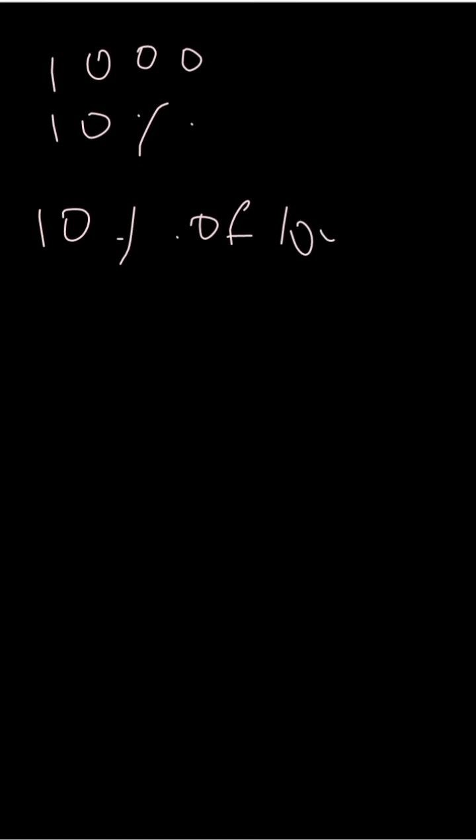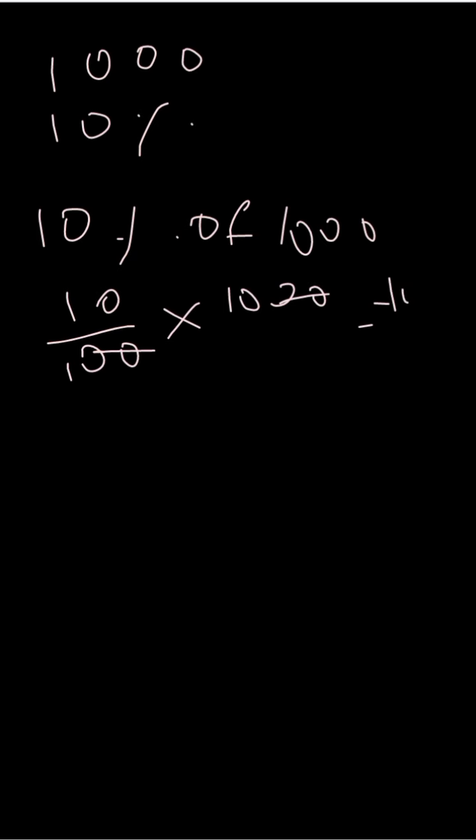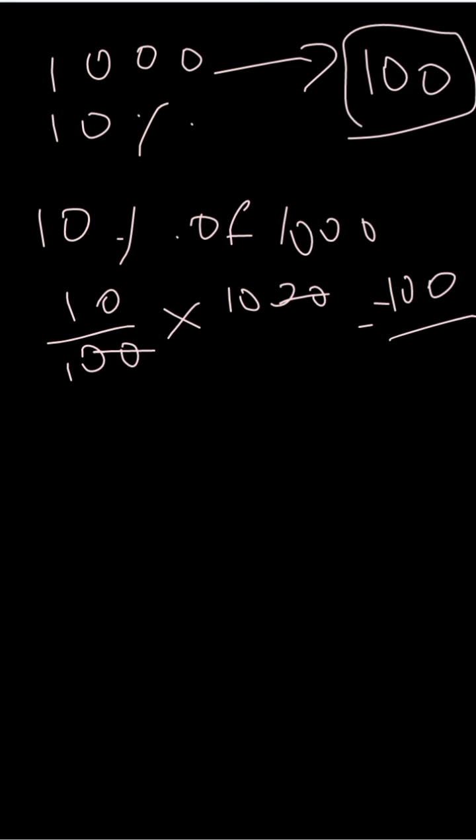Let me just show you once more. If you have, for example, 1000 rupees, you tell them you have to give me 10% more. So what is 10% of 1000? 10 upon 100 into 1000, you can cut it down, you get 100 rupees. So the person has to pay you 100 rupees more. That is your interest, right?